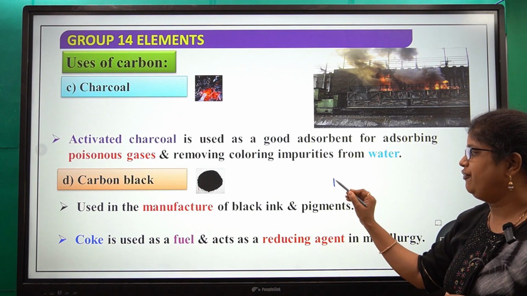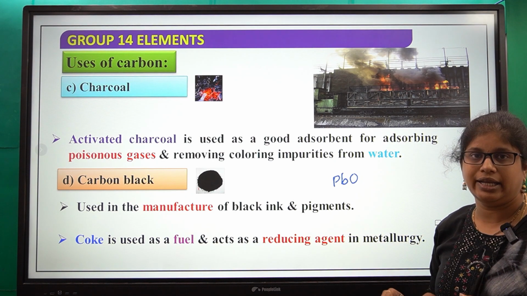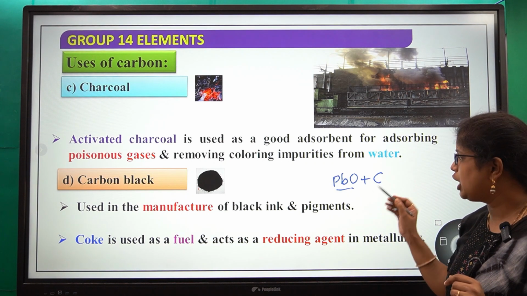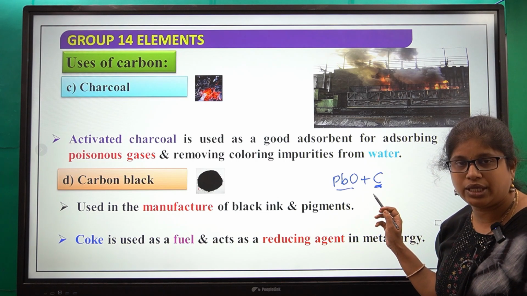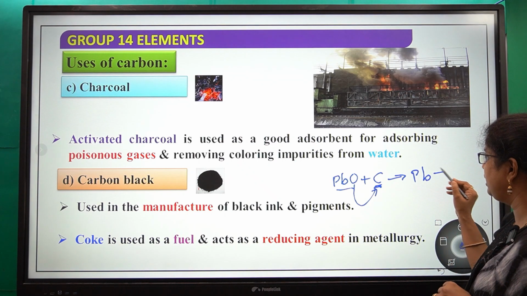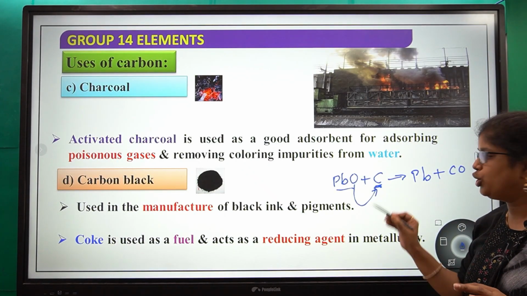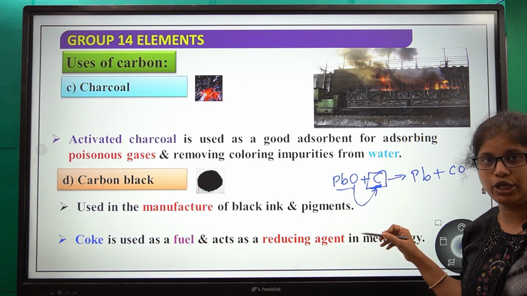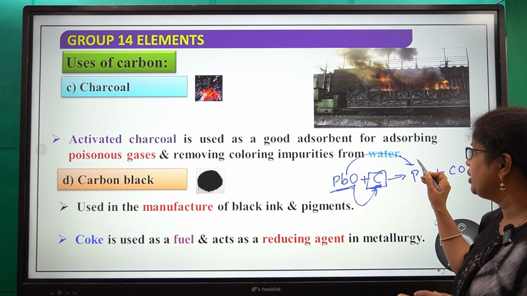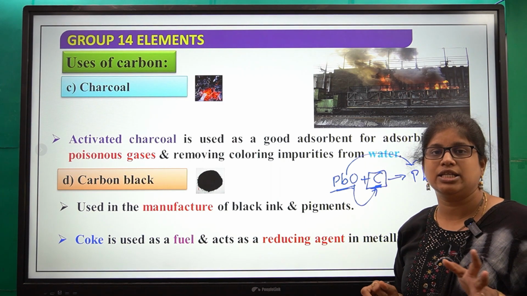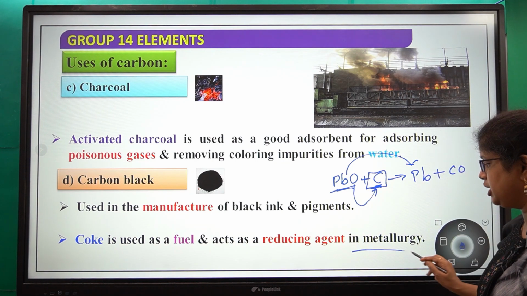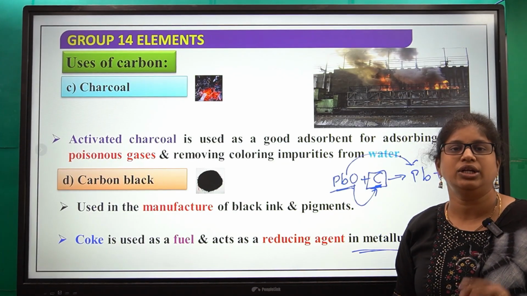For example, if we want to convert lead oxide into lead, what are we doing? We are reacting this lead oxide with coke. Now this coke acts as a reducing agent and takes oxygen from the lead oxide, and it gives lead and carbon monoxide. So here carbon acts as a reducing agent, and by oxidizing itself it reduces lead oxide. To convert metal oxides into metal, we are using coke as a reducing agent. Where are we using this as a reducing agent? In metallurgy.